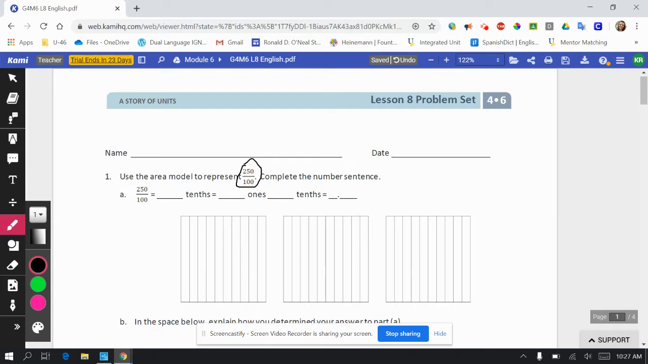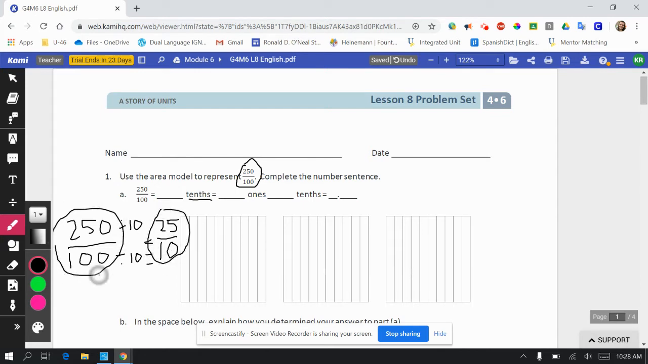All right, so in order to figure out how many tenths there are, I'm going to take this over to the side. In order to turn 100 into 10, that's what I'm looking for, because it says tenths. 100 divided by what equals 10? I need to divide by 10. And so, whatever I do to the bottom, I have to do to the top. 250 divided by 10 equals 25.